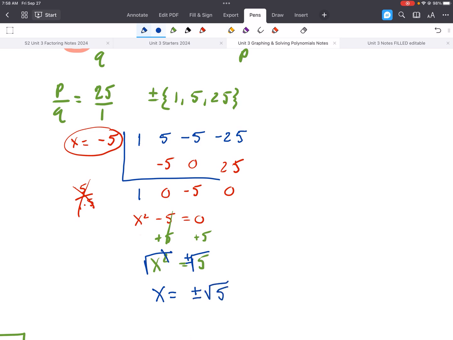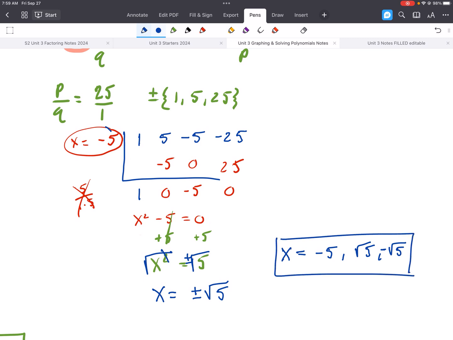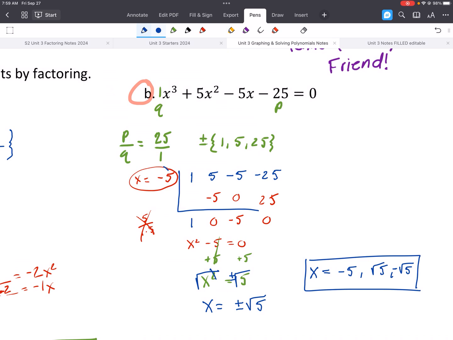So those are two solutions, right? We have positive square root of 5, and we have negative square root of 5. So our total solutions would be -5 from when we did synthetic division, and then we'd have the square root of 5, and the negative square root of 5. And that would be it, okay? So that's the way that we did it in our problems in the past. We came up with those possible rational roots, and we plugged them in. Maybe it took a second to find one that works, but it worked, okay?